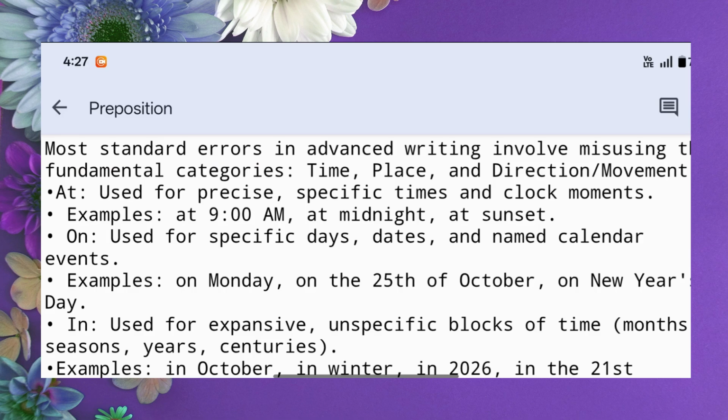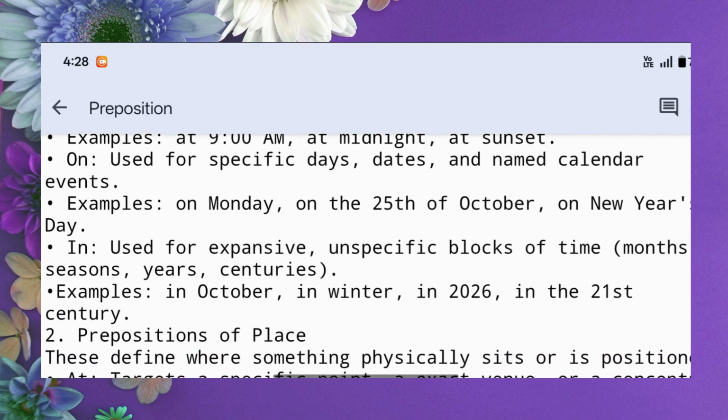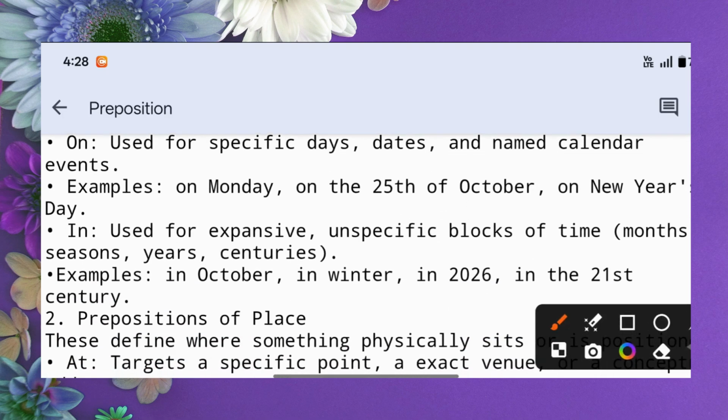The most common error in advanced writing involves misusing the fundamental categories: time, place, and direction or movement. First, at is used for specific points, items and clock times. For example, at 9 a.m., at midnight or at sunset. I hope you all are understanding this class.